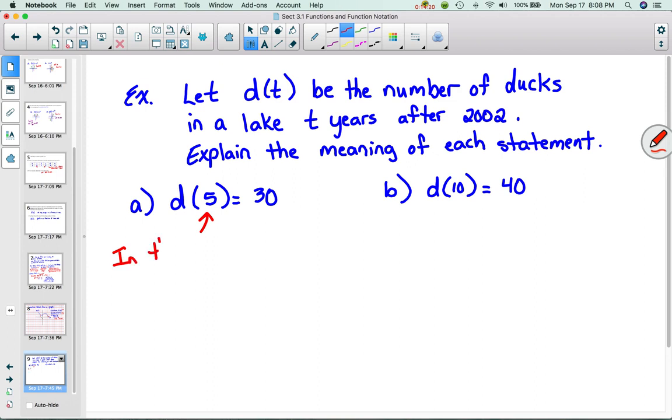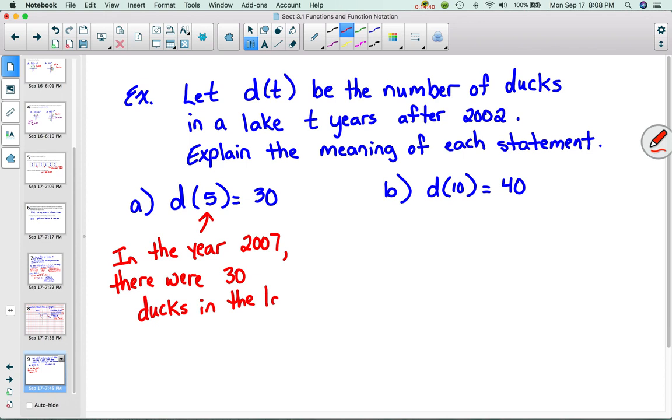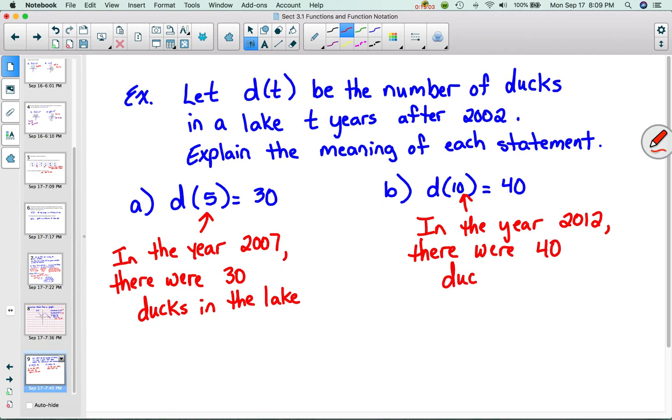So we can say in the year 2007, and then we want to know how many ducks there were. Well, there were 30. There were 30 ducks in the lake. And this one, if 10 represents the years since 2002, so we would say in the year 2012, there were 40 ducks in the lake.